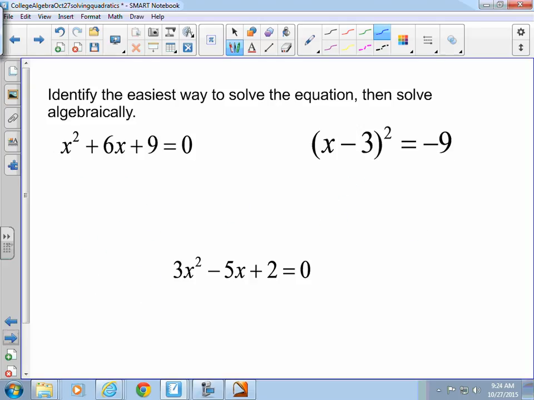Okay. Identify the easiest way to solve it and solve it. Algebraically, so no more calculator for now. Even if I ask you to solve algebraically, could you check it in your calculator? Okay, let's look at the first one. What is the easiest way to solve the first one?